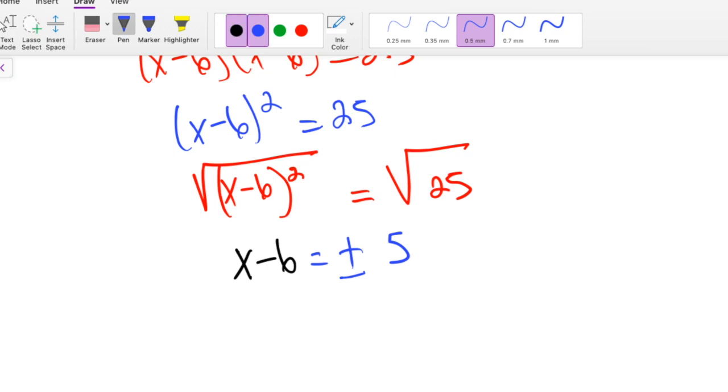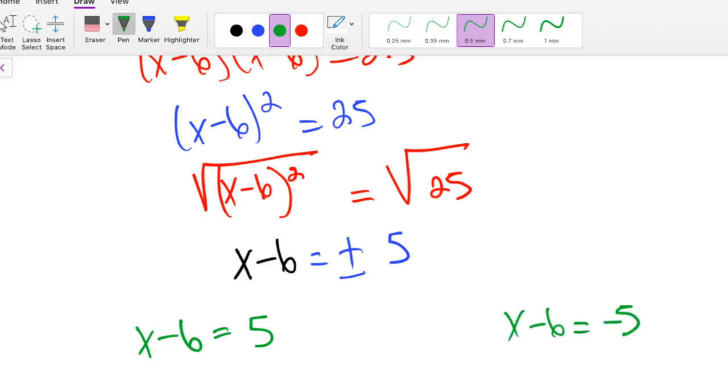What do we do with that? Well, we can actually do a couple things, and I think this is actually the easiest thing to do. So what does plus or minus mean? That means that it can be a positive 5 or negative 5. So in fact, we have to write two equations for it. So the first one's going to equal just a positive 5. I'm going to write my other one over here, negative 5. Okay, so how do I solve it now?